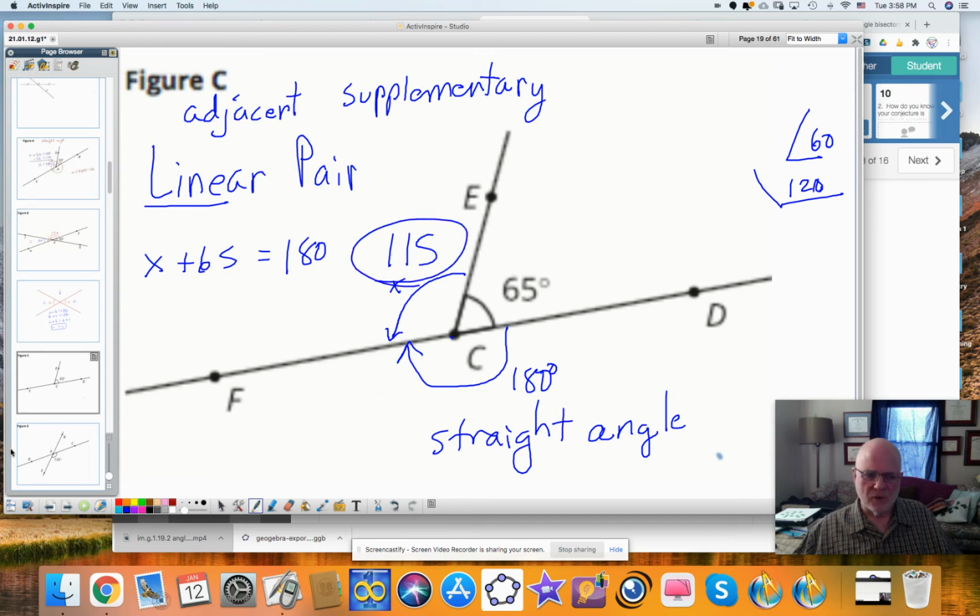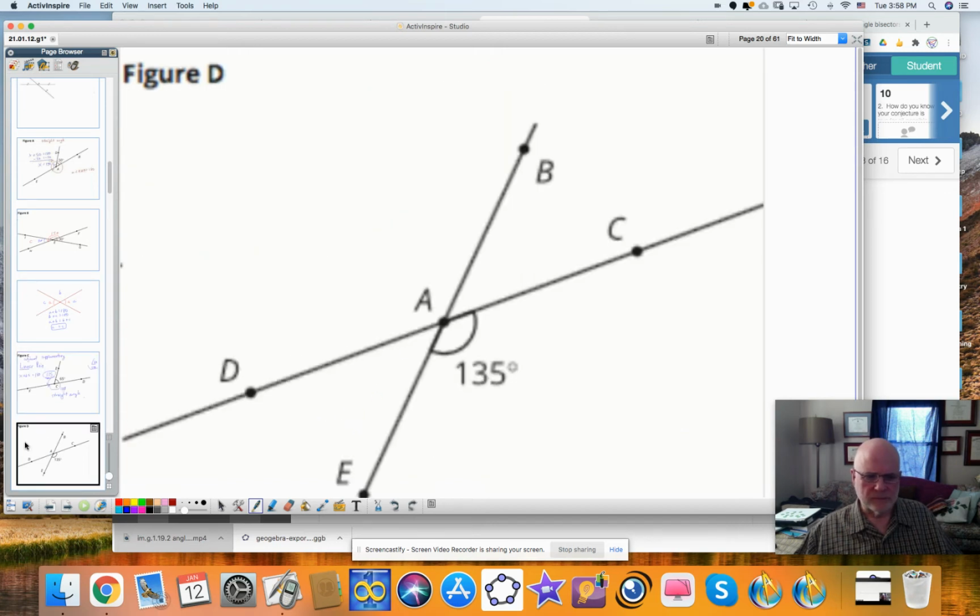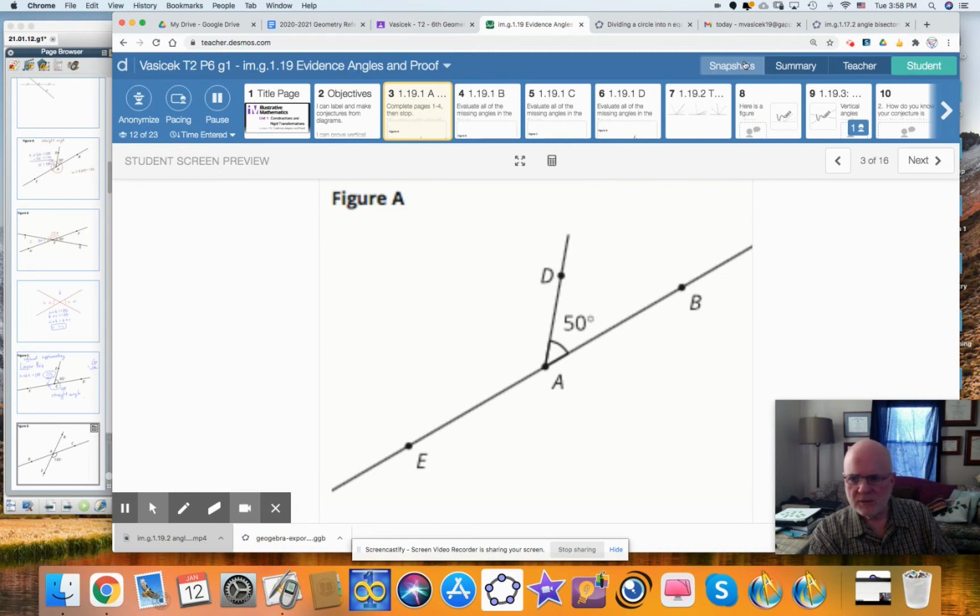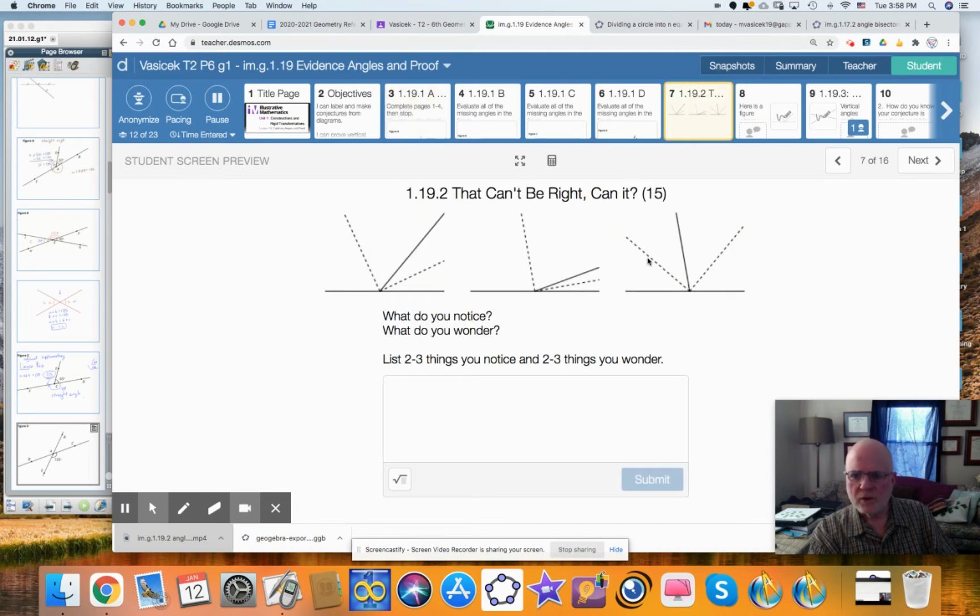All that trouble for this one little problem. Here we have 135, vertical angles, 180-degree rotation. What do I add to 135 to get to 180? To get a linear pair, I'm going to add 45. And since these are vertical angles, rotate it by 180 degrees, this is 45 as well. Questions or comments?